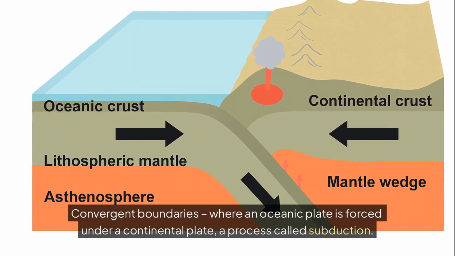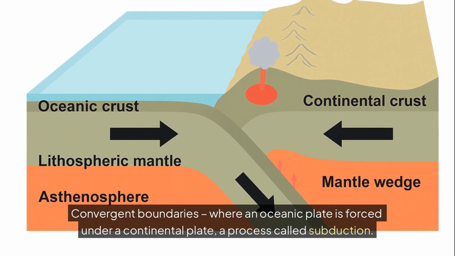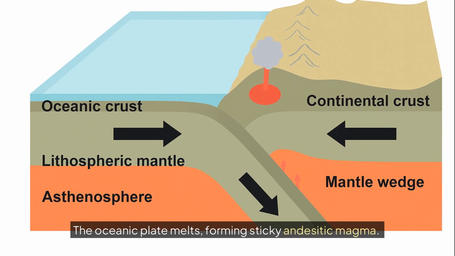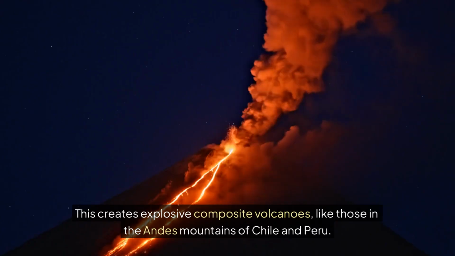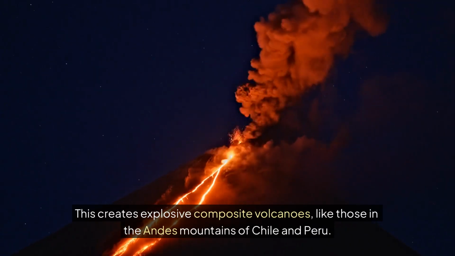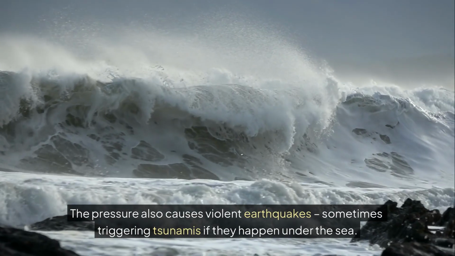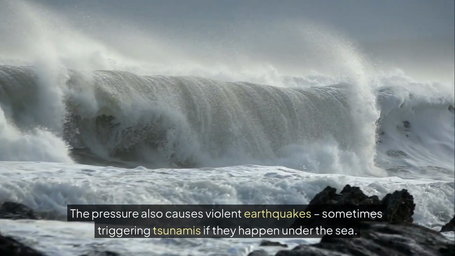Convergent boundaries, where an oceanic plate is forced under a continental plate, a process called subduction. The oceanic plate melts, forming sticky andesitic magma. This creates explosive composite volcanoes, like those in the Andes Mountains of Chile and Peru. The pressure also causes violent earthquakes, sometimes triggering tsunamis if they happen under the sea.